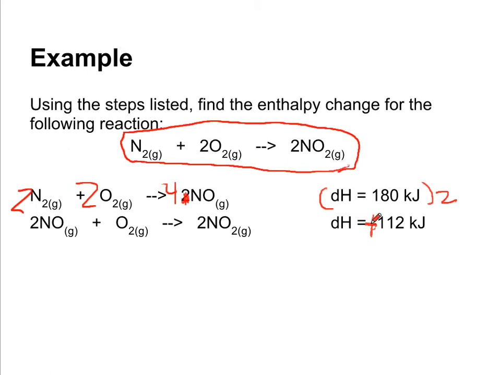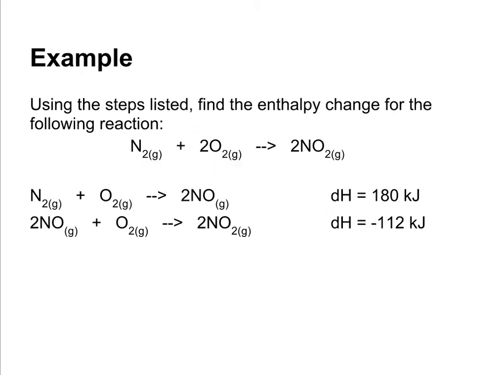Now, we don't have to do any of that stuff in this example, but let's erase all this stuff and we'll start this one from the beginning. Okay, so we've got N2, O2, and NO2 in our target reaction. Step 1 has N2, O2, and NO. Step 2, it's got the NO, O2, and the 2NO2.